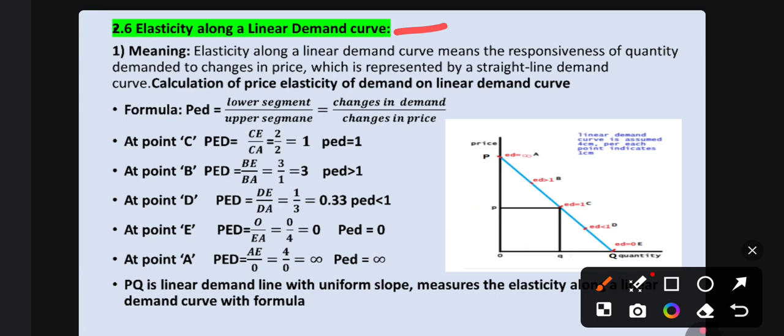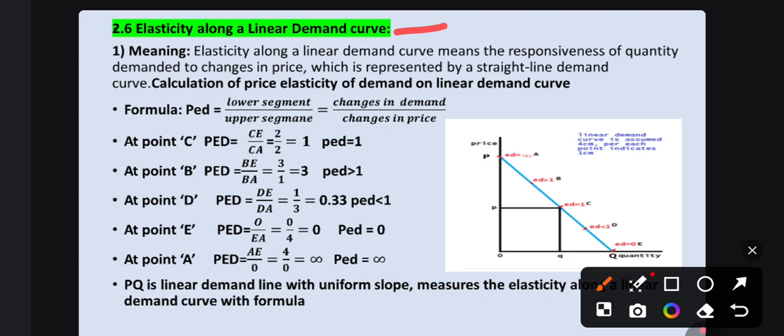Elasticity along a linear demand curve means the responsiveness of quantity demanded to changes in price, which is represented by a straight line demand curve. In this one, meaning responsiveness of quantity demanded due to a change in price, whatever the change in price, that can have more impact on quantity demanded in the market.